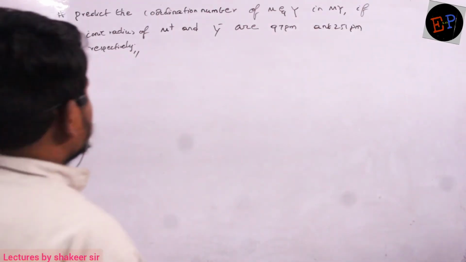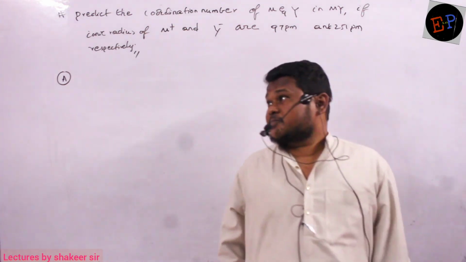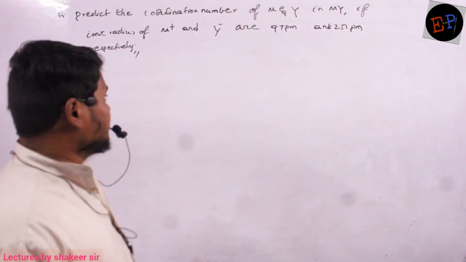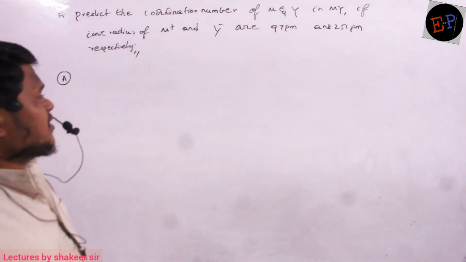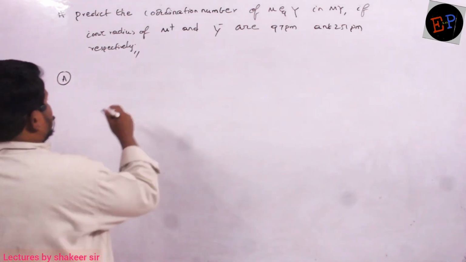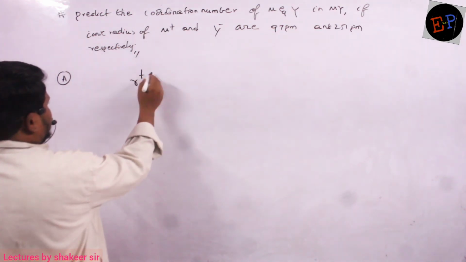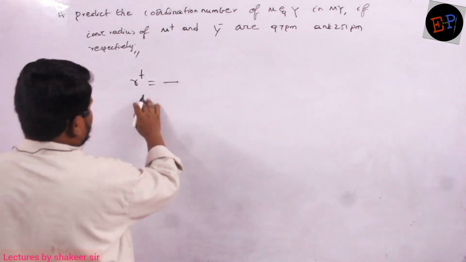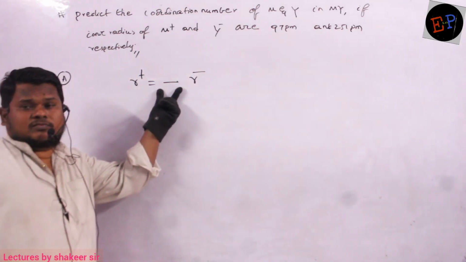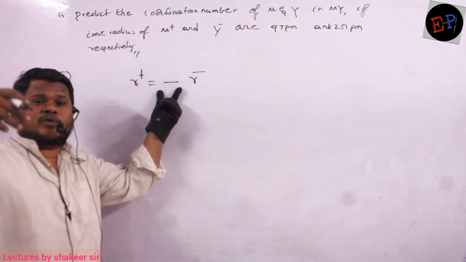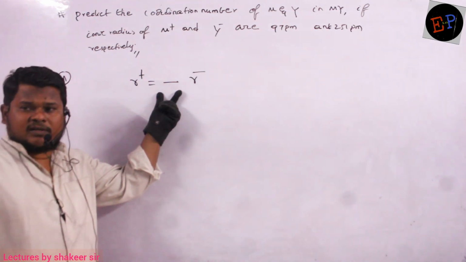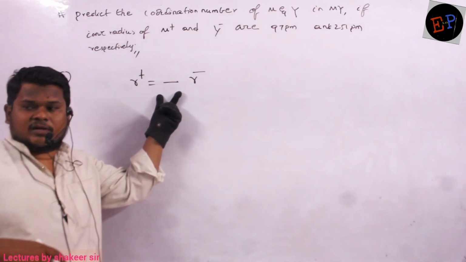Okay, so let us see this question. Predict the coordination number of M atoms in the crystal if the ionic radius of M plus and Y minus are 97 picometer and 251 picometer. So already we have studied that radius of plus to radius of minus is the ratio. If you get this value, then you can predict which type of void it belongs to. First you can identify what type of void it is, and when you calculate the type of void, for a particular void we have already written the coordination numbers.